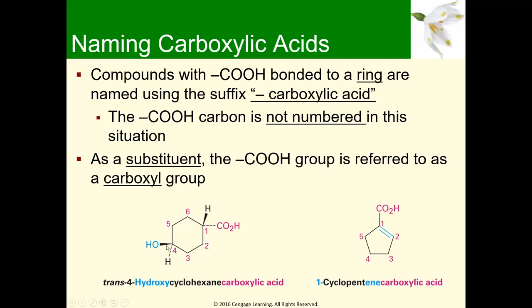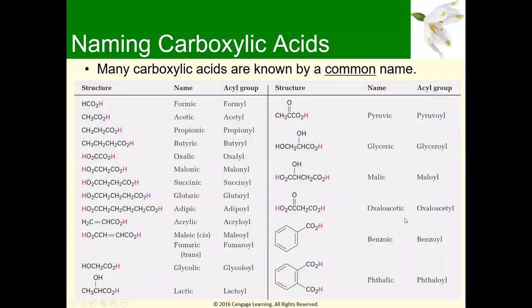And we throw the trans in there because on this ring, the two functional groups are on opposite faces. So trans 4-hydroxy cyclohexane carboxylic acid. Okay, and over here, 1-cyclopentene carboxylic acid. The 1 is not because of the carboxylic acid. You're specifying position 1 here to give the position of the double bond, the alkene functional group.